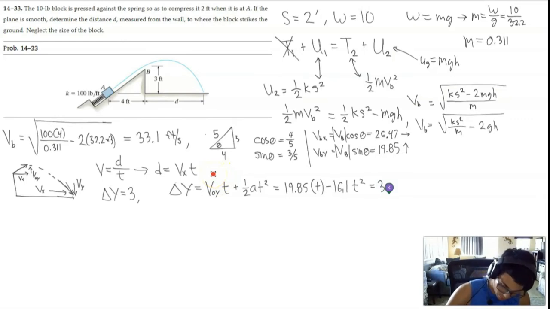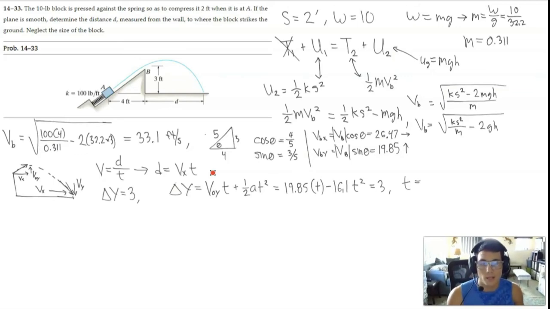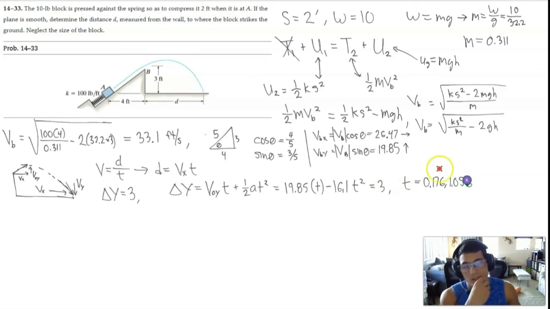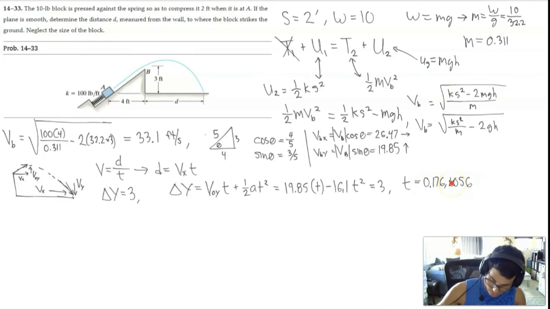Okay, so if we use the quadratic formula, we can find t. Let me run it in my calculator. I'm going to type in negative 16.1 for A, 19.85 positive for B, and minus 3 for our vertical displacement. This is how I always do this: I like to just put things in my calculator and see what happens. So we get t is equal to 0.76 and 1.056. And this is definitely not true. It tells us we could have messed up somewhere, so I'm going to cross out both of these times.